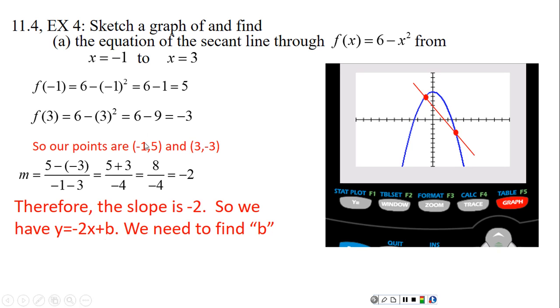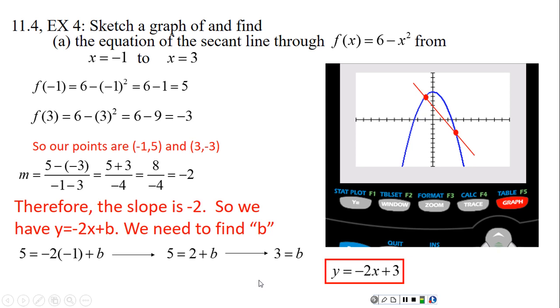And we can find that b value by plugging in either one of these points for x and y. There's an xy, there's an xy. We can plug in either one. So I'm going to just plug in the first one here. So I put a 5 in for my y equals my slope, which is -2, times the x, which is -1, plus b. So I just put my first point in. -2 times -1 is 2. And I can subtract that to the other side, and I'll get 3 equals b. So now I have the equation of my secant line to be y equals -2x plus 3.